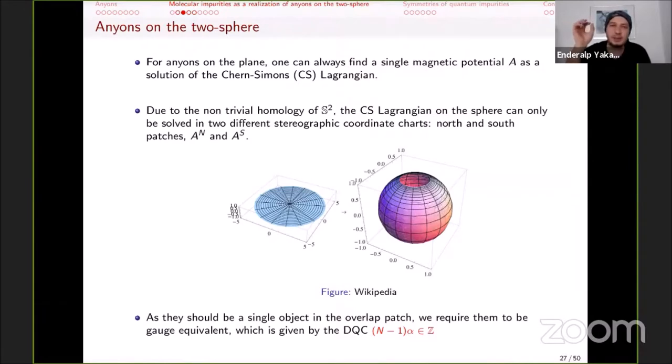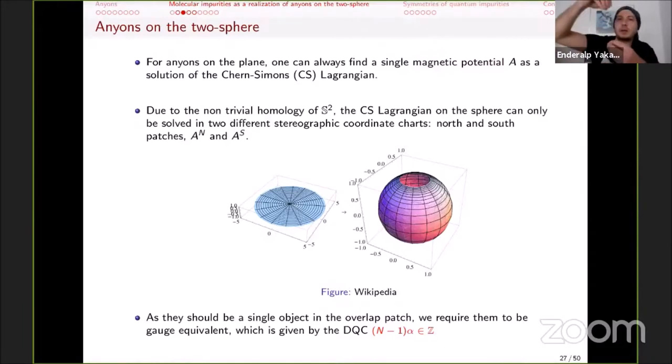So there are some subtleties. First of all, in contrast to the plane case, in order to find the magnetic potential A, the statistical gauge field A, you have to introduce two charges for the sphere. So in the plane case, you can always find a single magnetic potential, but for S2, due to the non-trivial homology of S2, you have to introduce two charges.